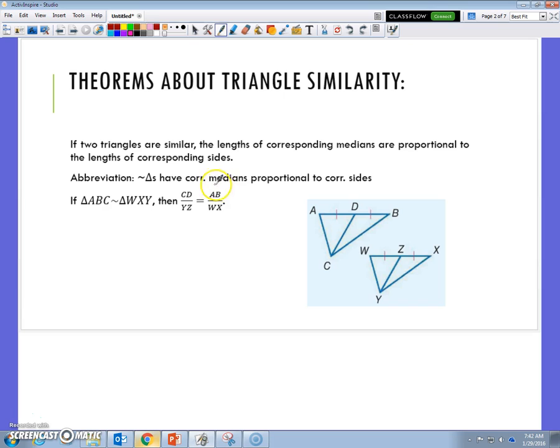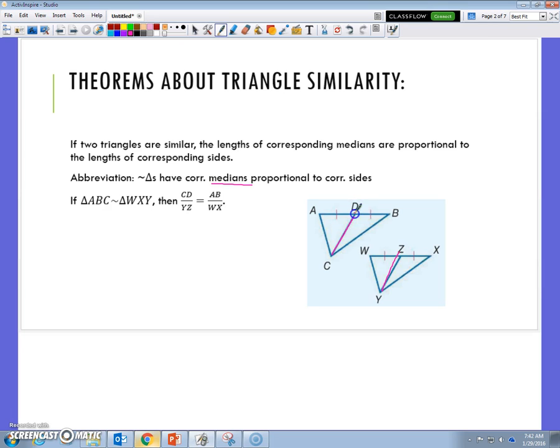Similar triangles have corresponding medians, that's the new word, proportional to corresponding sides. So it's very, very similar to the other two theorems that we learned yesterday. What we're going to be doing is comparing the segment that is connecting C to AB and the segment that's connecting Y to WX. All right, and it's very similar. We're going to compare that median line.